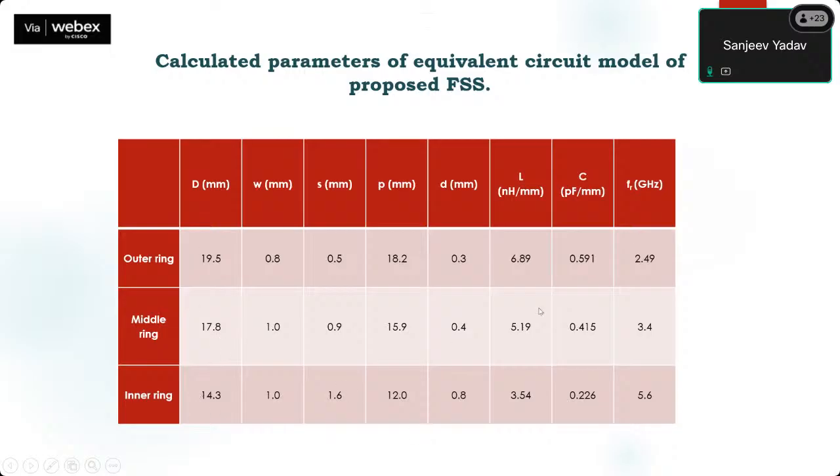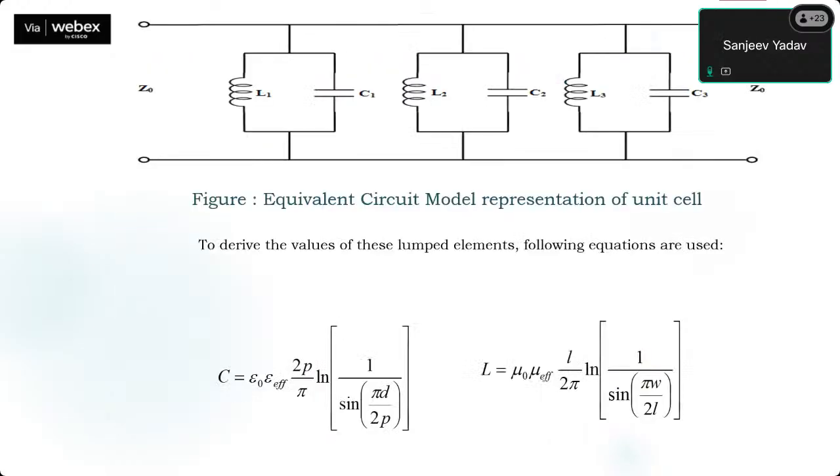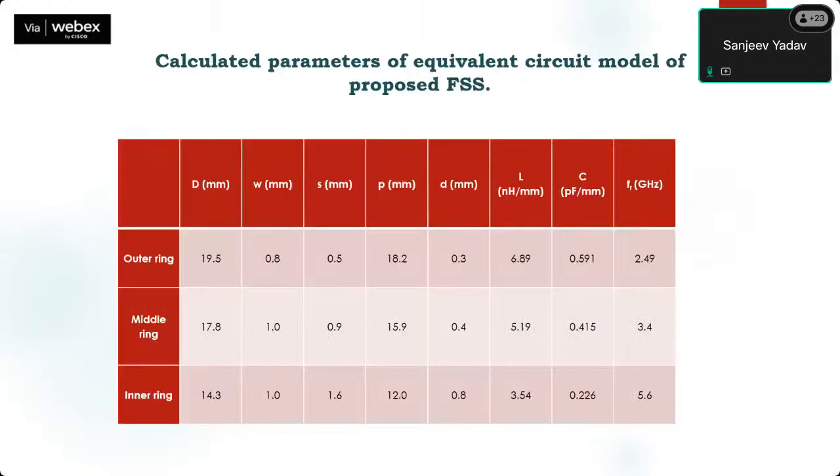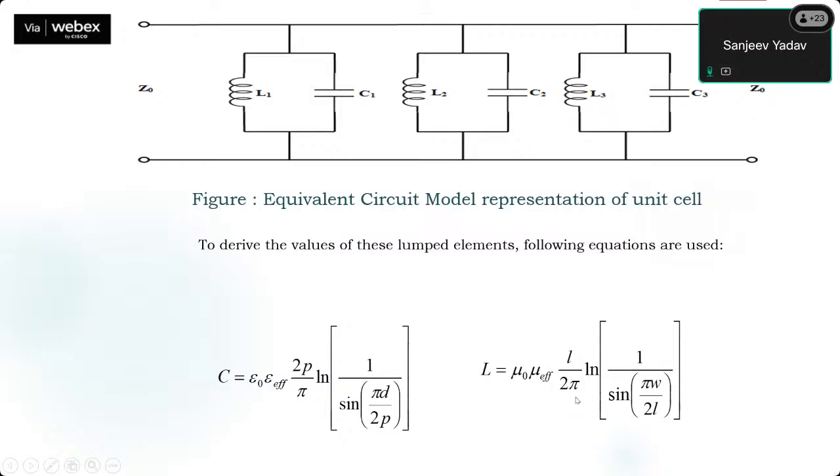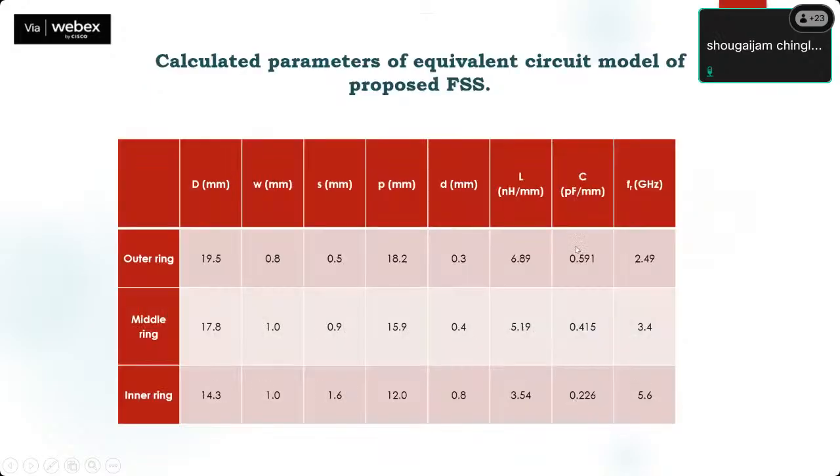Yes, sir. So my concern here is that we don't need to give a separate formula for L1, then a separate formula for L2, and L3. No, the same formulas are being used, and these L and C are calculated from this formula only. The value is different for each one. Okay, I got it. Thank you, sir.